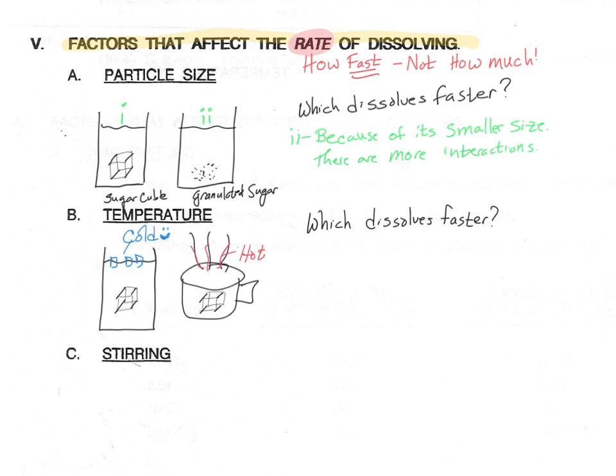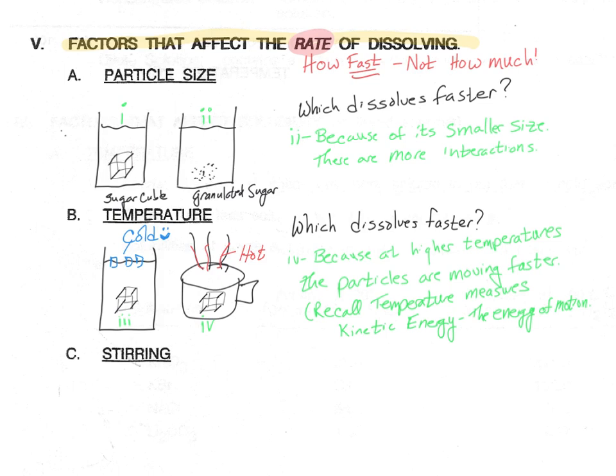Now let's look at the temperature. Here I have a big glass of iced tea, number 3, and number 4 I have a big cup of hot tea, and we want to know which one will dissolve the cube of sugar faster. You probably already know this from your daily life, but the hot water will dissolve the sugar cube faster. This is partly because of the kinetic theory of molecules. Recall that at higher temperatures, the particles are moving faster. Because they're moving faster, they are colliding with each other more often, and so these particles will dissolve faster because there are more collisions.